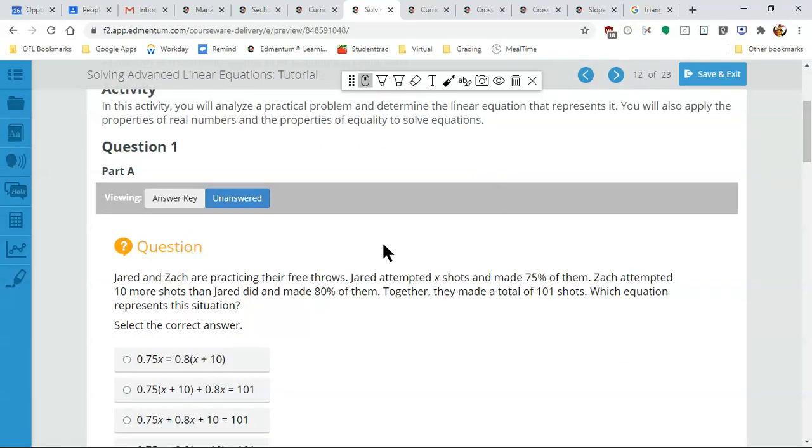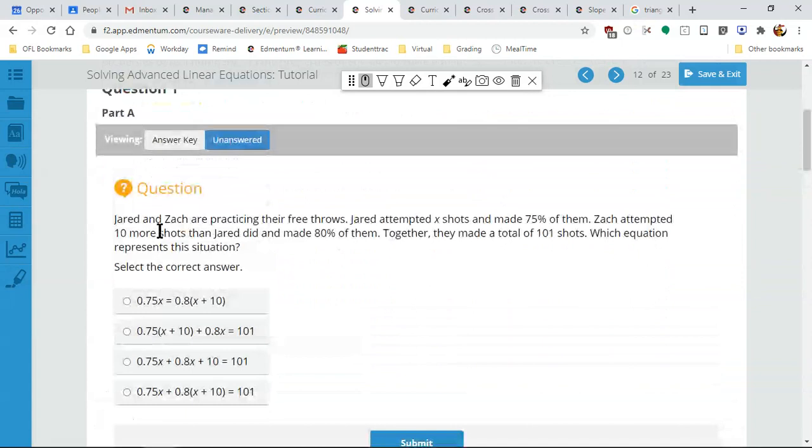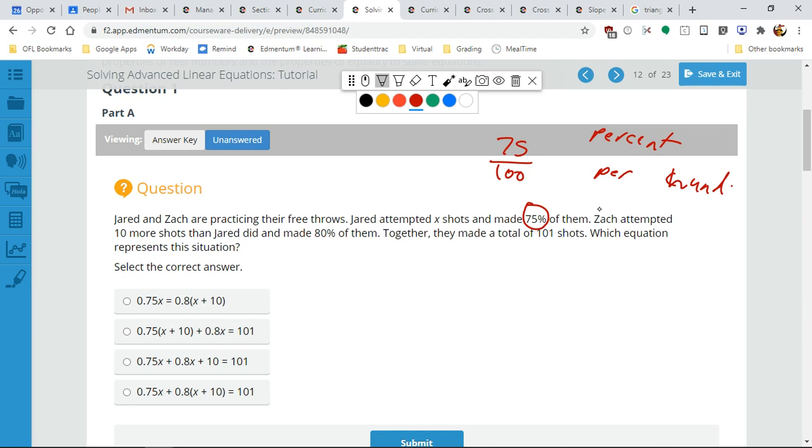All right. So the next step here, they're doing free throws. Jared attempted X shots and got 70% of them. So when you think 70%, think 70 per 100. The word percent literally means per 100. So it's a fraction. Another way of thinking about it is you just move the decimal 2 spaces over. To turn a percent into a decimal, just move it 2 spaces over. That's all you have to do.